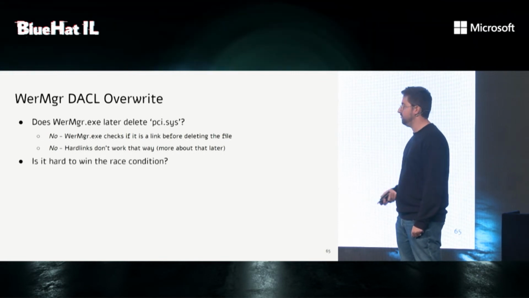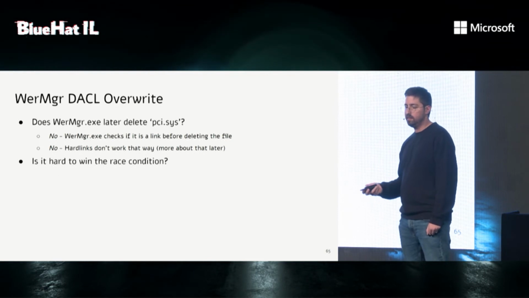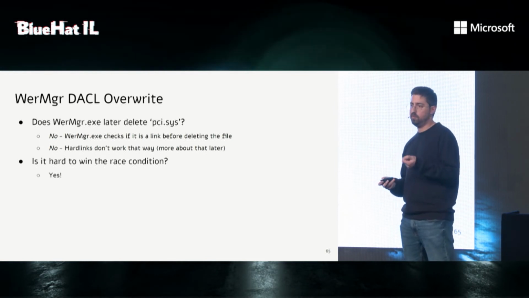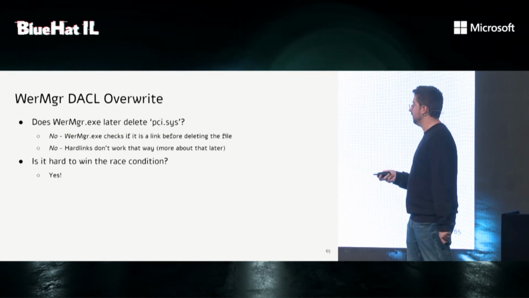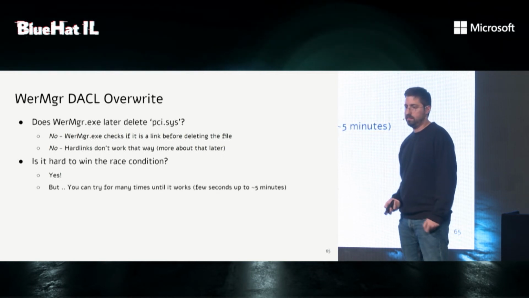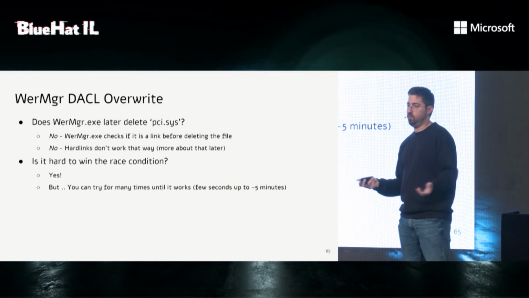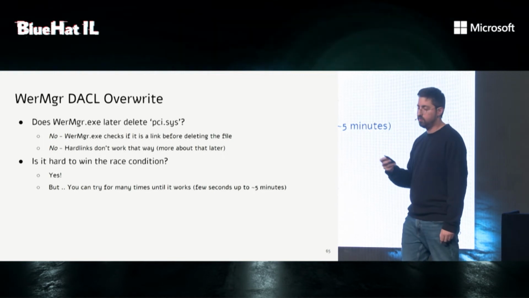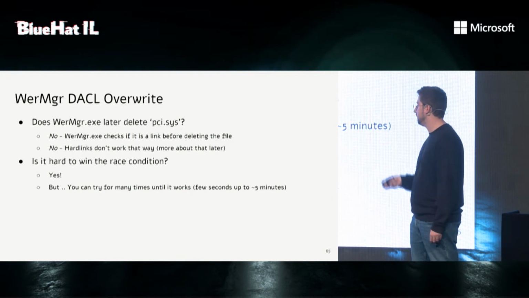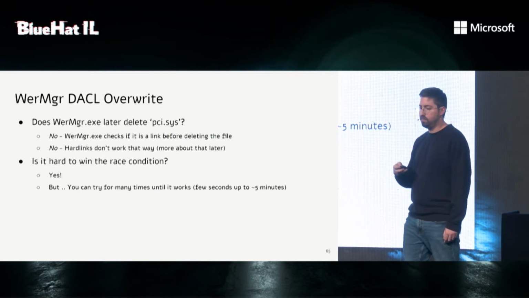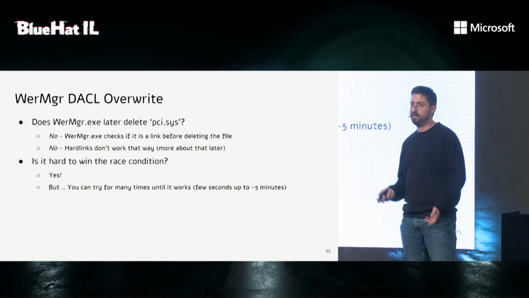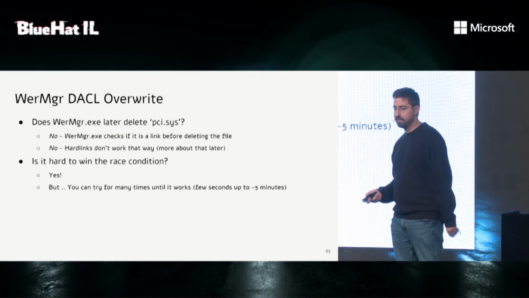The second question is, is it hard to win the race condition? So yes, it's very hard to win the race condition. We have a very small time window where we have to create a link. But this is a logical bug. There's no corruption involved in here in any way, so we just don't care. We can run it as many times as we want until it succeeds. And for my exploit, it took from a few seconds to 5 minutes on a 2-core machine, but I'm sure there are many things I could do to improve that.